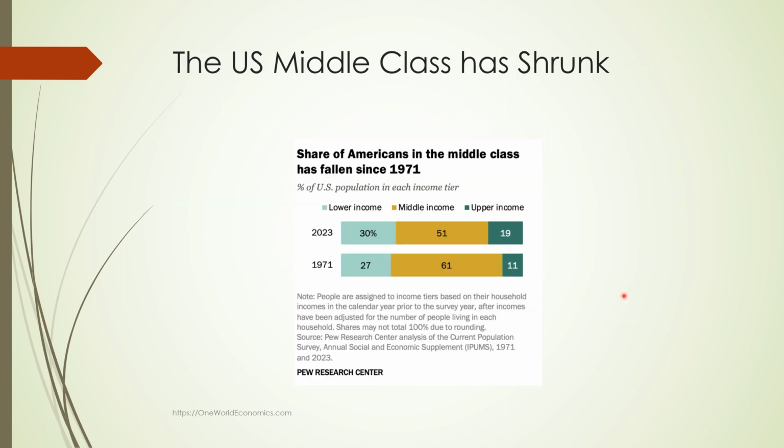The Pew Research Center shows that the share of Americans in the middle class has fallen since 1971. Back in the early 70s, a fairly sizable majority of Americans were middle class. And by 2023, it was barely half of Americans. It's gone at both ends. So there are now more upper income people and also a somewhat increased share of lower income people. The dividing line here is two-thirds of median income and twice median income to define the middle class.